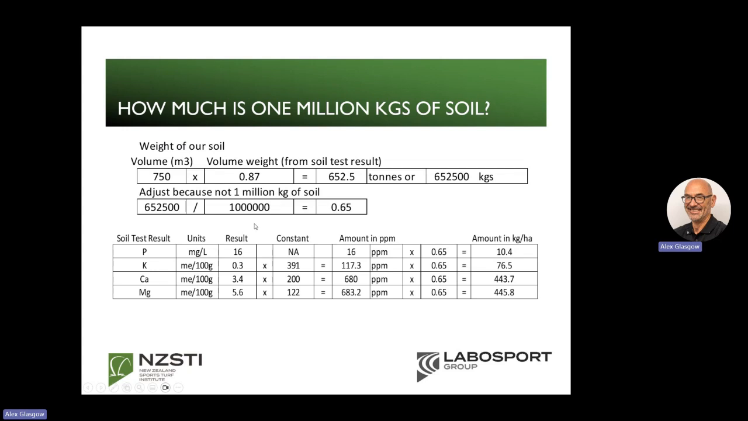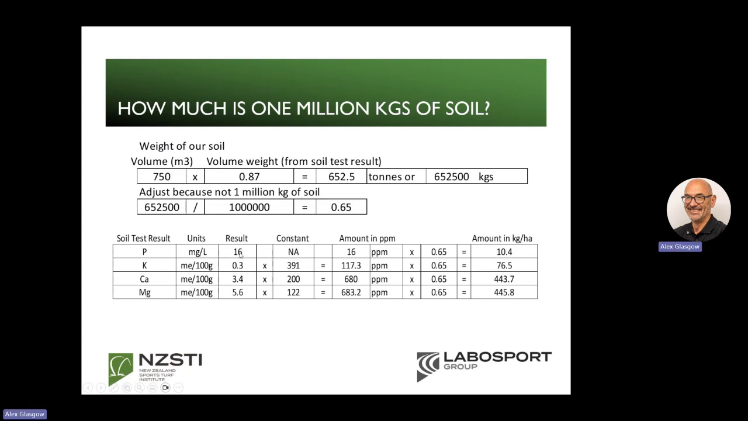We then have to make an adjustment because we don't have 1 million kilograms of soil. We have a proportion of that. We need to adjust our numbers to give us the right amounts. And so to get our adjustment factor, so to speak, we divide 652,500 by 1 million. It gives us 0.65. And we use this here to do this calculation. And I'll just go through the calculation for this actual soil test result.